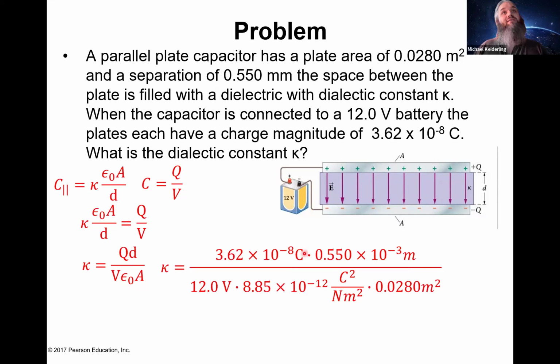So 3.26 times 10 to the minus 8 coulombs times 0.55 times 10 to the minus 3 meters. That's the separation. And the charge and the separation over the voltage, 12 volts times 8.85 times 10 to the minus 12 coulombs squared over newton meters squared. It's epsilon naught times 0.028 square meters. That's the area. Gives you a kappa of 6.7. So this dielectric increases the capacitance by a factor of 6.7.